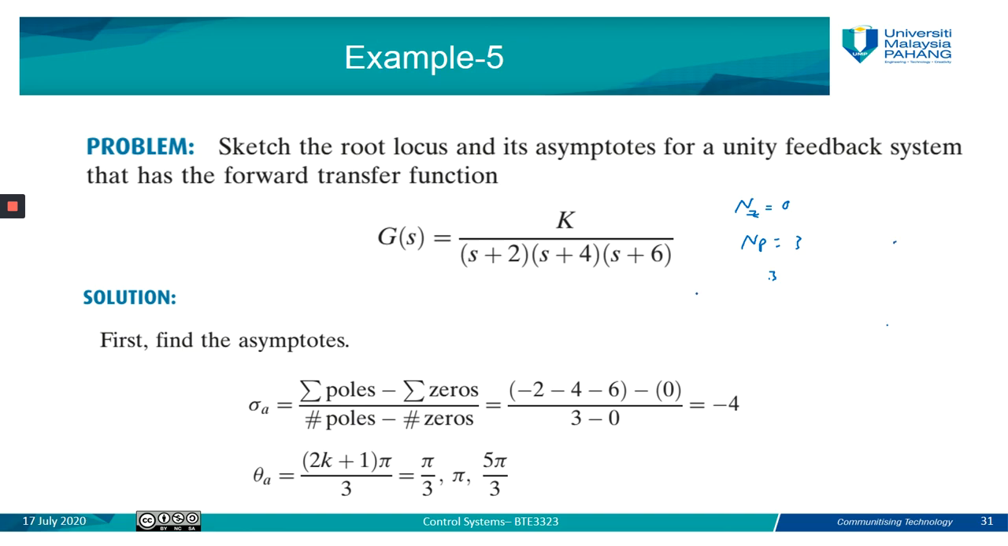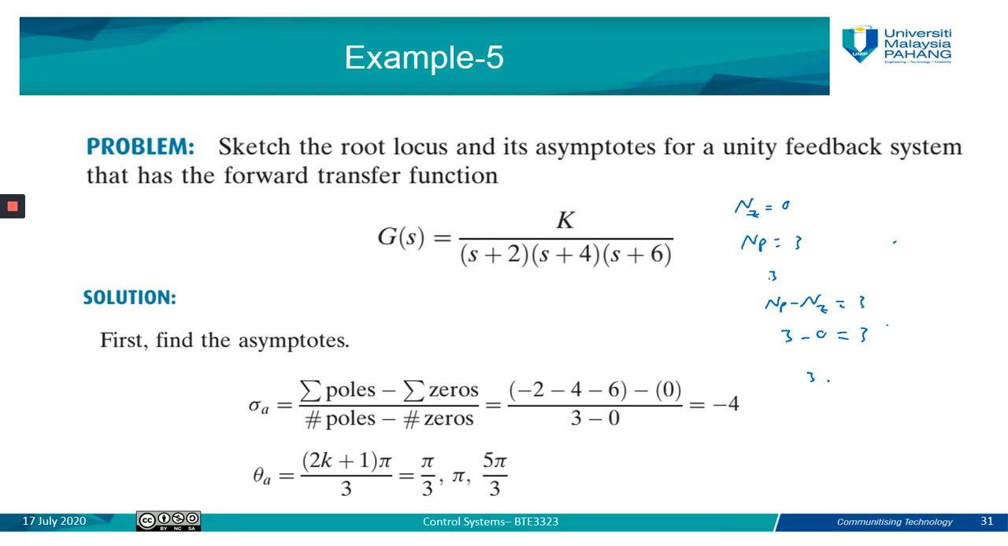Then rule number 3 says the root locus will exist on the real axis only if it is to the left of an odd number of poles or zeros. We are going to see this later on the next slide. Then, since the number of poles is not equal to the number of zeros, we should have a centroid and asymptotes. The number of asymptotes equals np minus nz, which is 3 minus 0 equals 3, so we have 3 asymptotes.